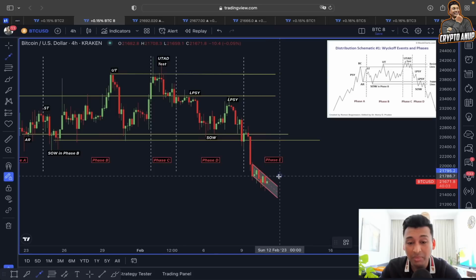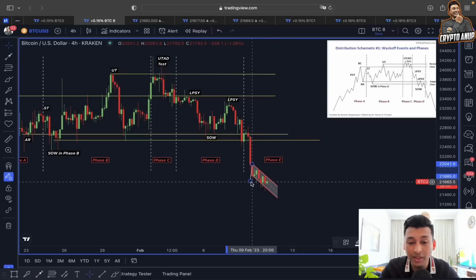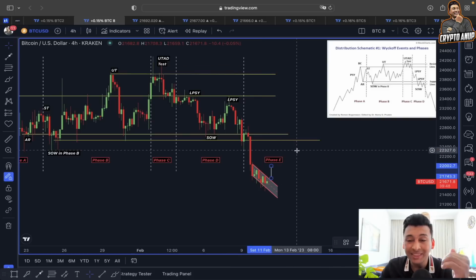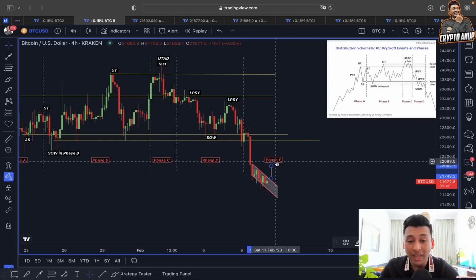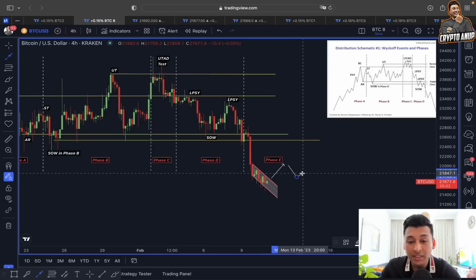So if this upper line resistance which you have around 21,700 gets flipped into proper support, then expect this rally here to continue. Yes guys, the price in that case could continue this impulsiveness here in this manner, again approaching around this 21,900, 22,000 range before showing another movement here in this manner.